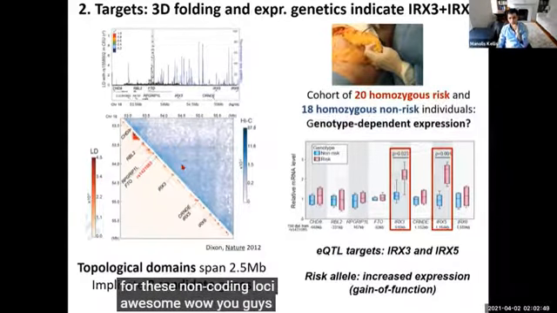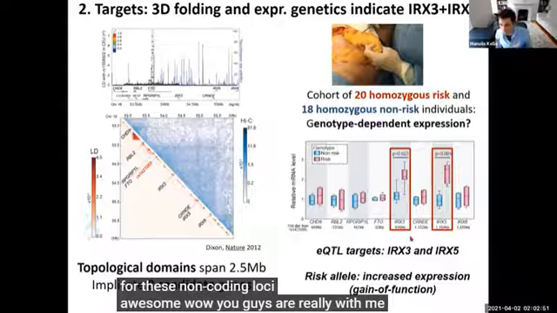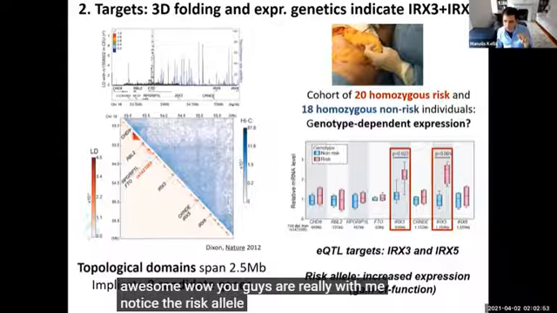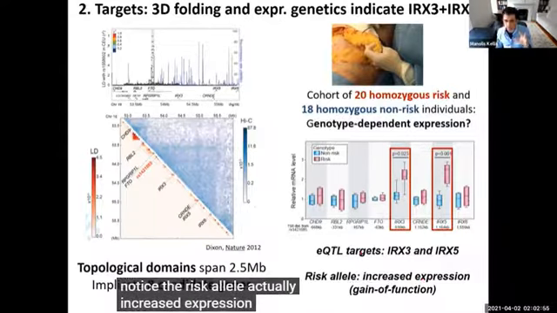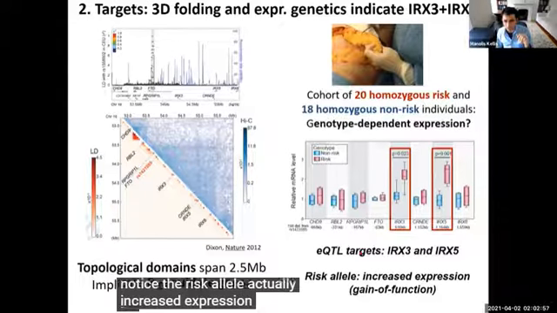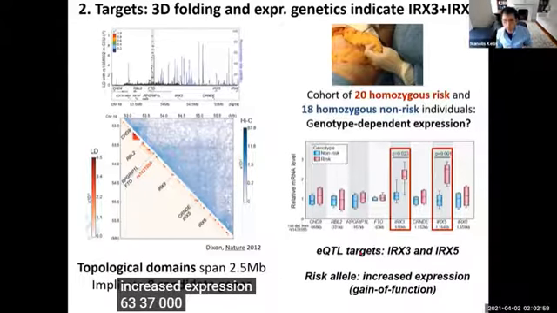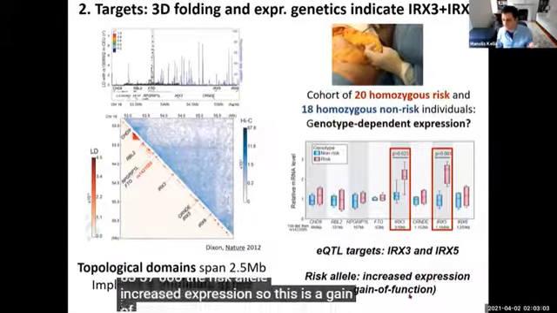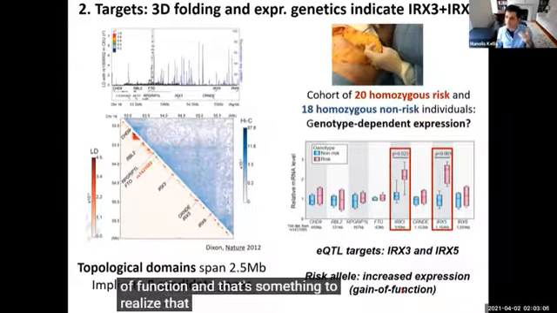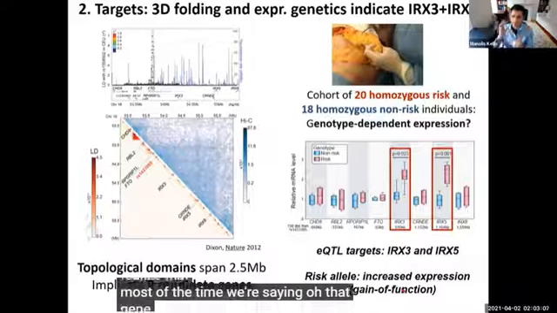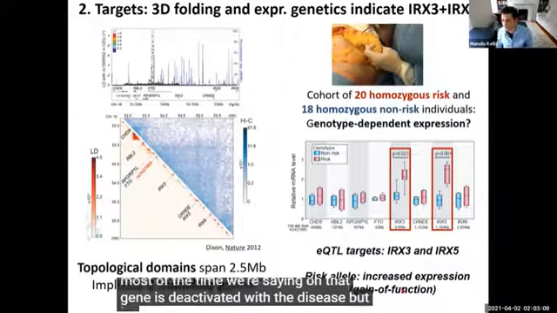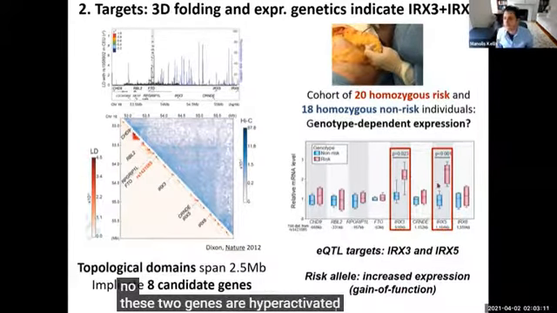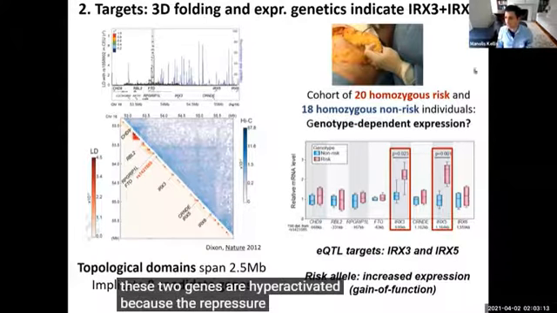Awesome. Wow, you guys are really with me. Notice the risk allele actually increased expression. The risk allele increased expression. So this is a gain of function. And that's something to realize, that most of the time we're saying, oh, that gene is deactivated with the disease. But no, these two genes are hyperactivated because the repressor can no longer bind.